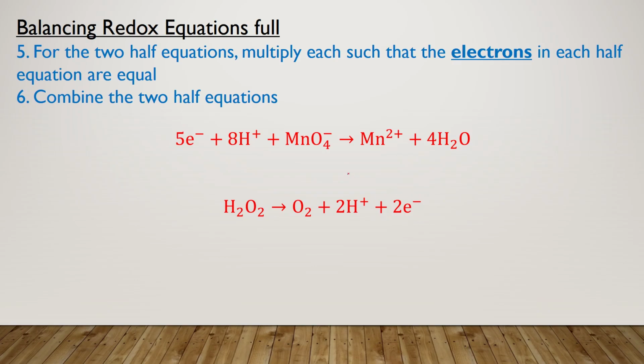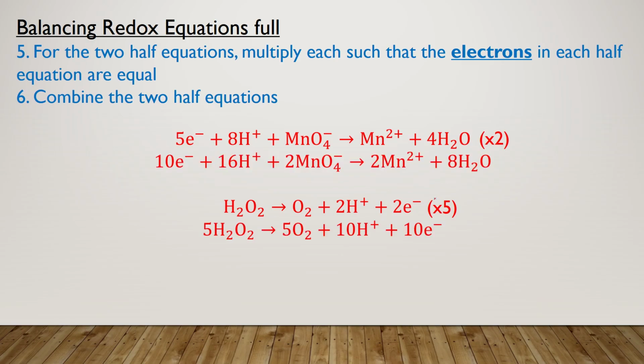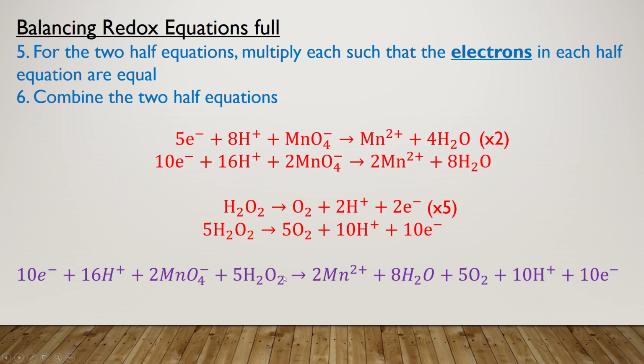So basically what I can do is multiply the half equations by the number of electrons in the other half equation. So for the top one, I'll times that by 2 because I have 2 electrons in the bottom equation, and then I can times the bottom one by 5, and that means I balance, getting 10 electrons in the end for each half reaction. So once I've done that, then I'm ready to combine my 2 half reactions into the same full reaction.